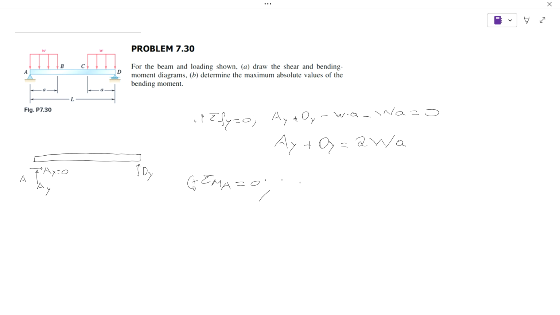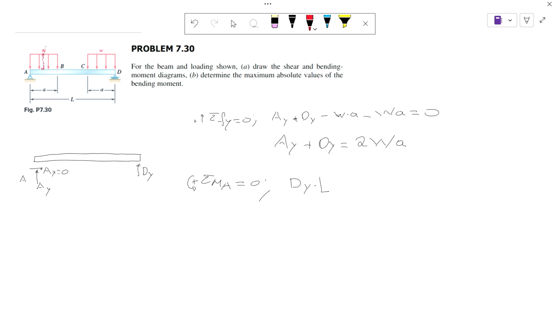For that, it should be pretty simple. Let's start with Dy times L, that is a positive moment because it's going counterclockwise. Then we have WA, the first load close to A. We have to place that load as a point load, and it's going to be at A over 2.